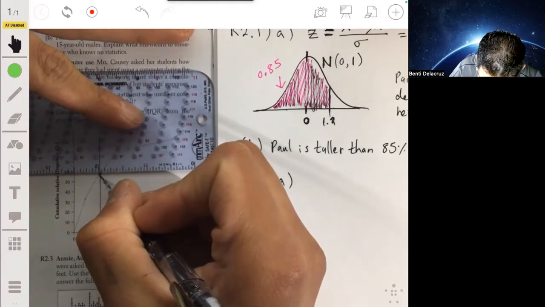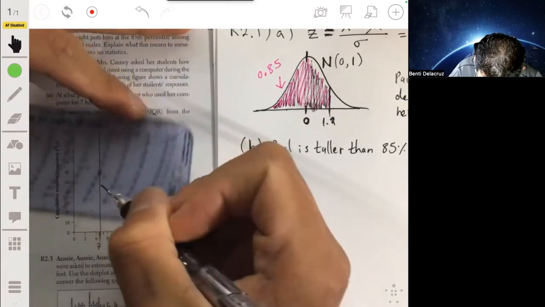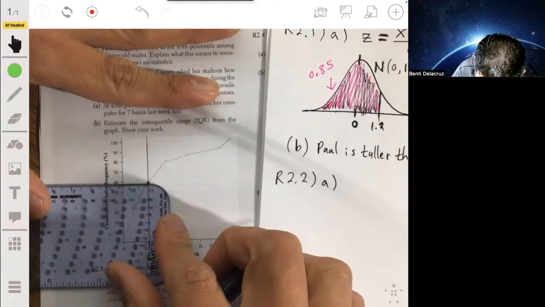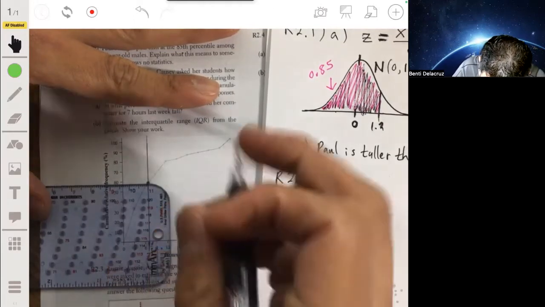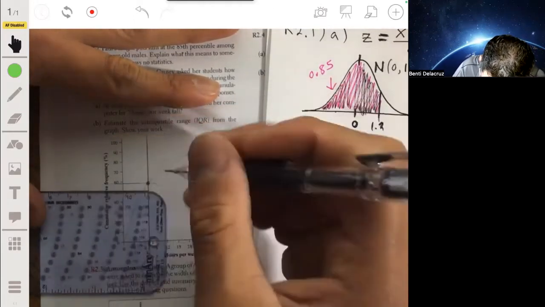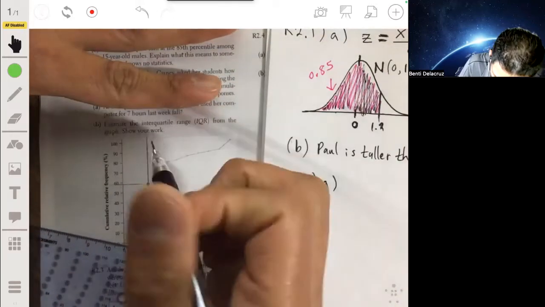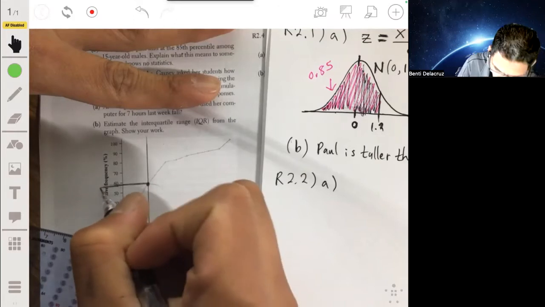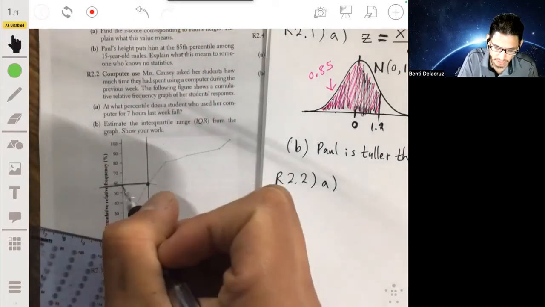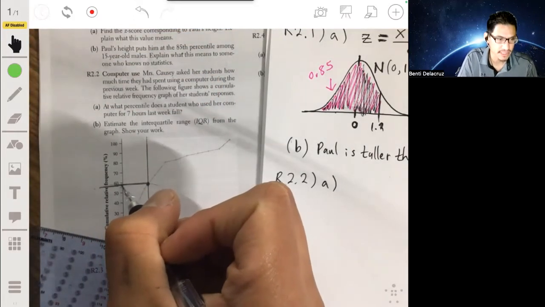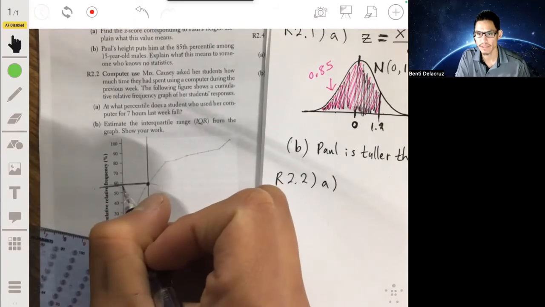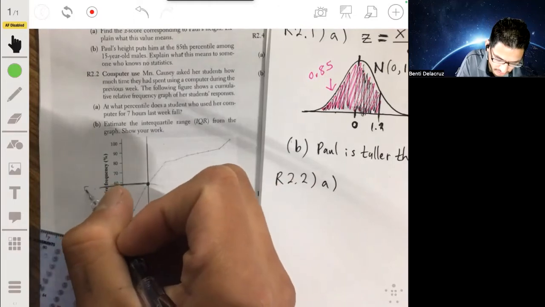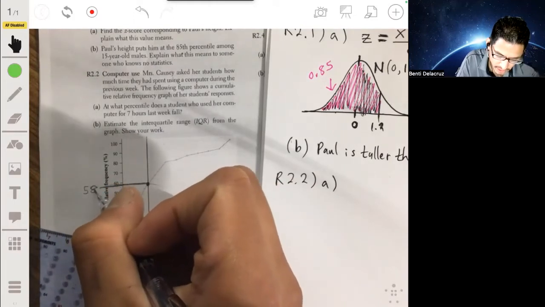Again, I want to draw as perpendicular as I can to be accurate. Something like that. So I'm trying to find this value here. What this value is, it's a little less than 60, you can see. A little less than 60. I think the actual value is 58.